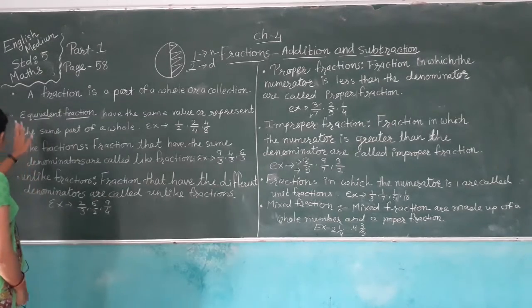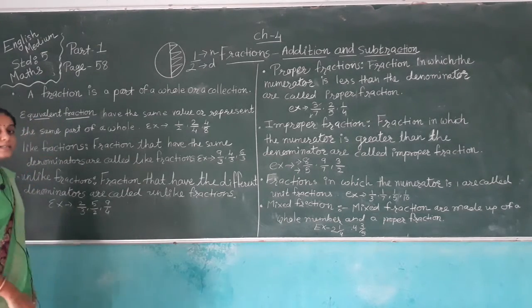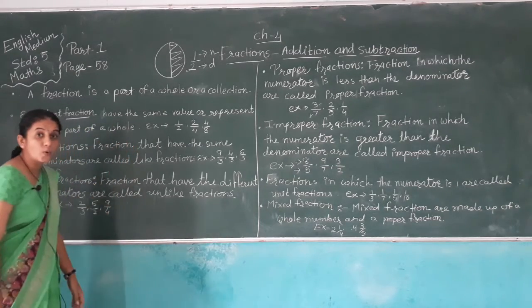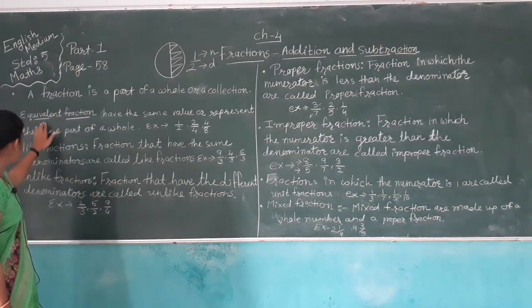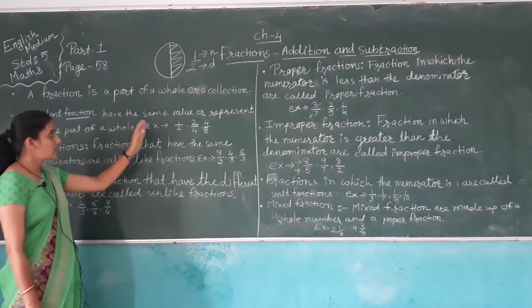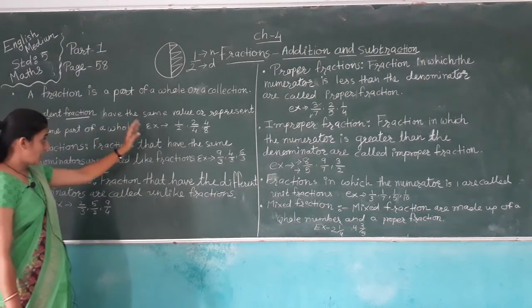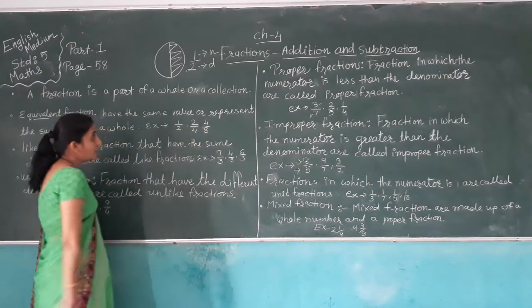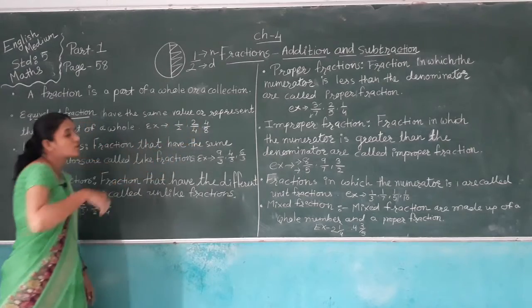Now look here in detail at equivalent fraction. What is an equivalent fraction? Equivalent fractions have the same value or represent the same part of a whole. Example: 1 out of 2, 2 out of 4, 4 out of 8. In all of these, the fraction values are the same.